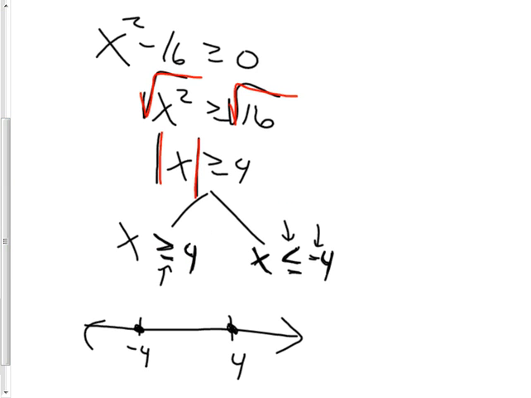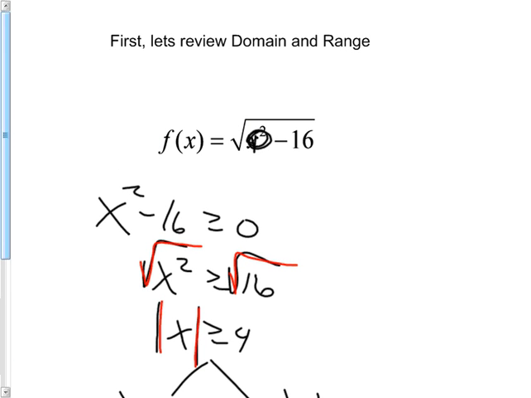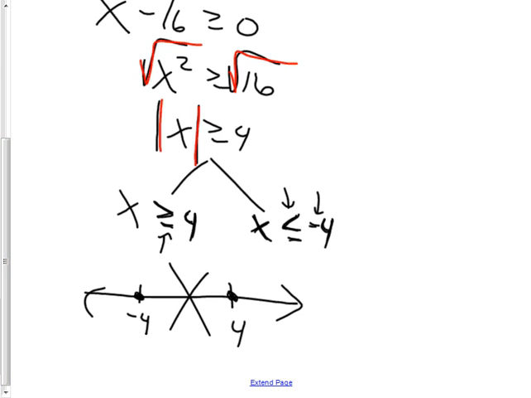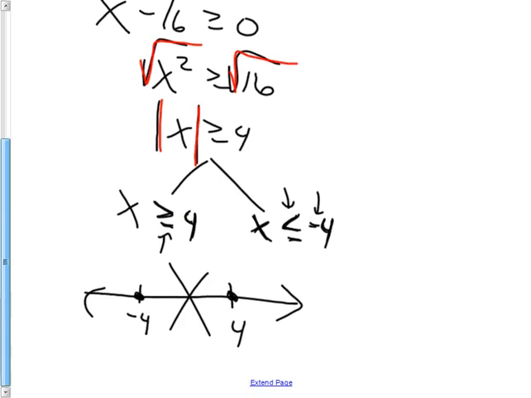Then I test numbers in between. 0 is a great number to test. If I put in 0, do you see what happens? You get a negative under the root, so it won't work. And then I can test numbers like 5 and see what happens. 5 squared is 25. Does that cause my function to crash? 25 minus 16? Oh, that's fine. I don't even care what the answer is as long as it doesn't crash. But it works. And the negative one would also work.